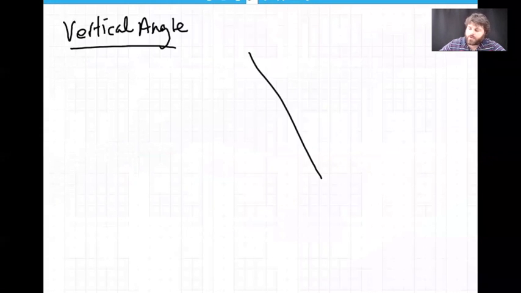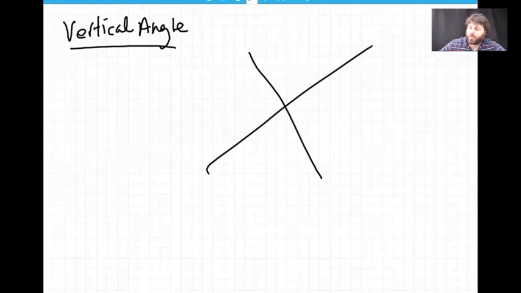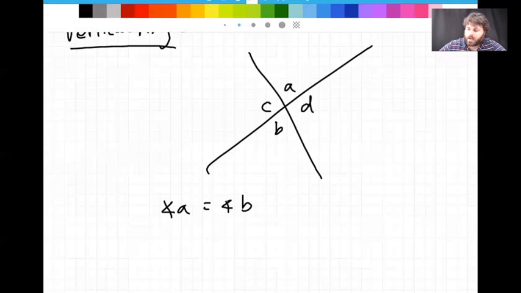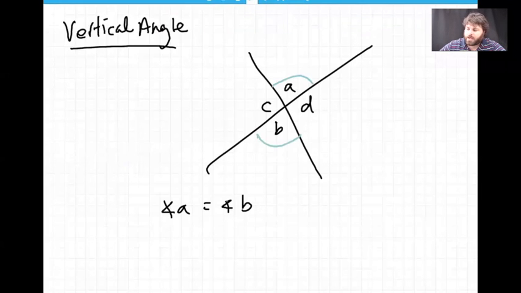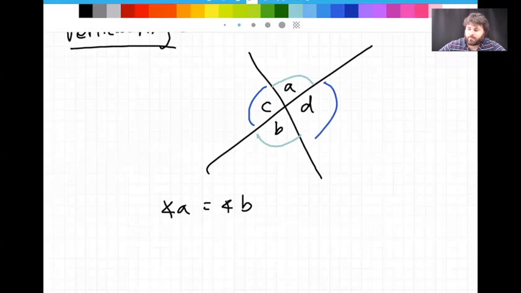Okay, so if we have these two lines that intersect, we can call this angle A and angle B, and angle C and angle D. Well, I know that angle A is equal to angle B. These are called vertical angles. So I'm going to color code them here. Angle A and angle B are the same, and angle C and angle D are the same, okay?